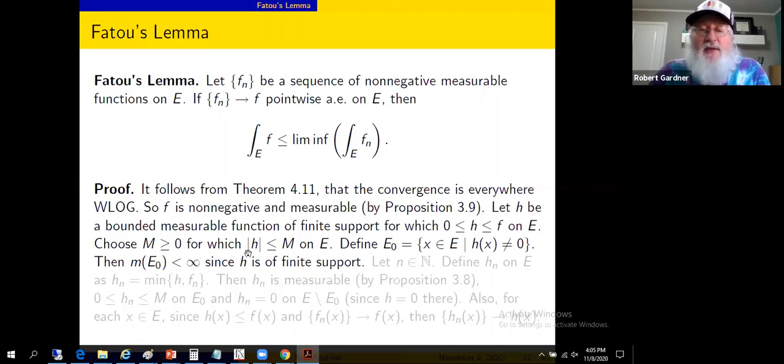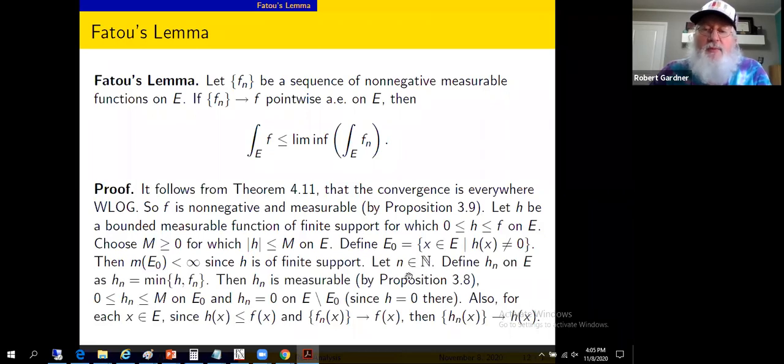They're non-negative, I don't need that absolute value, so actually define E sub 0 to be the x values in E such that h of x is non-zero, such that h of x is greater than 0, strictly greater than, given the conditions. Okay, that would be the support of h. So the measure of that support, the measure of that set, must be finite. h has finite support, that's how we chose it.